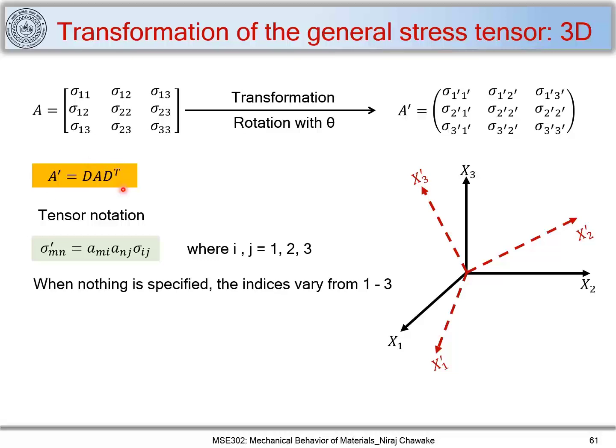So in case when nothing is specified, the indices vary from 1 to 3. This is a generally accepted thing. So if nothing is mentioned, if you have been given this relation, you can vary i and j from 1 to 3.